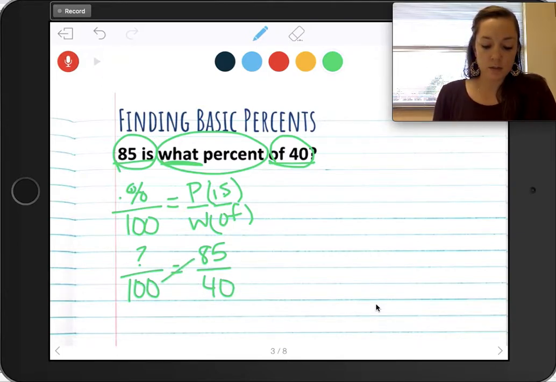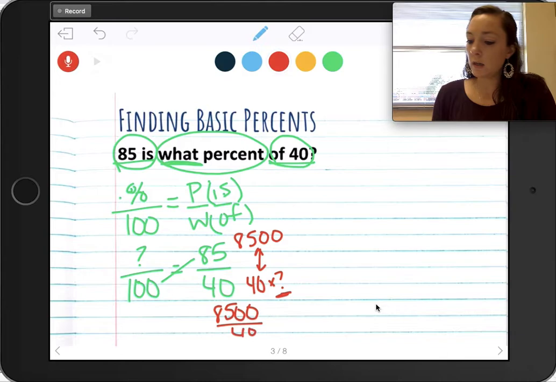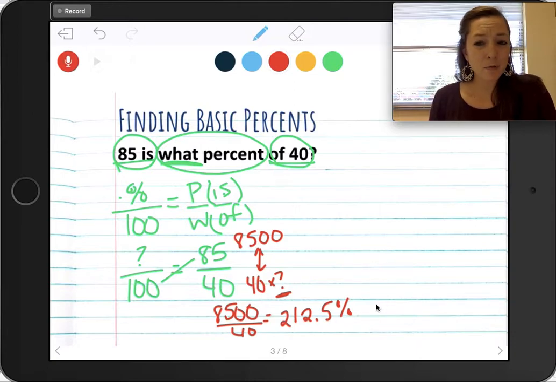So if I do 100 times 85, I get 8,500. I get 40 times something. Now I have to divide by 40 to get the missing piece. So 8,500 divided by 40 gives me 212.5%. And is it okay that that percent is bigger than 100? Yes, because 85 is bigger than 40, so the percent over 100 is definitely bigger than the whole because it's two whole 40s plus 5.